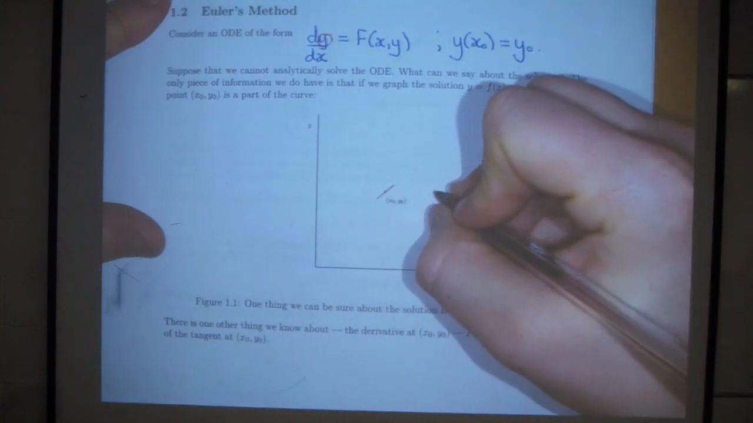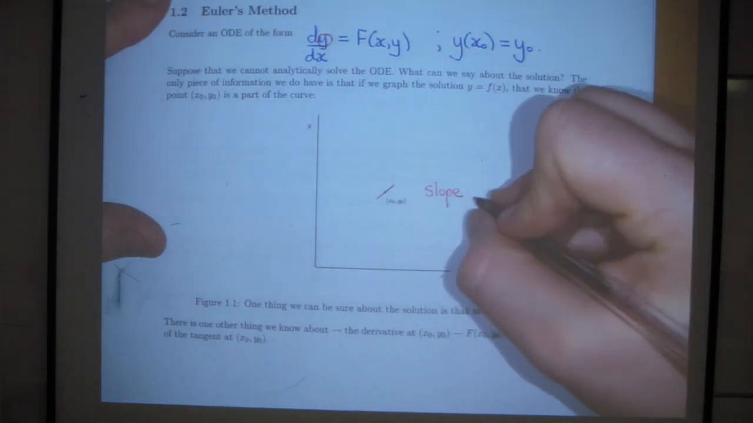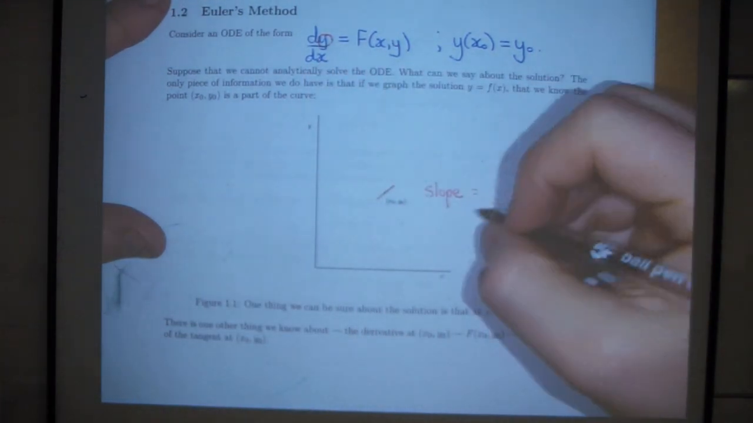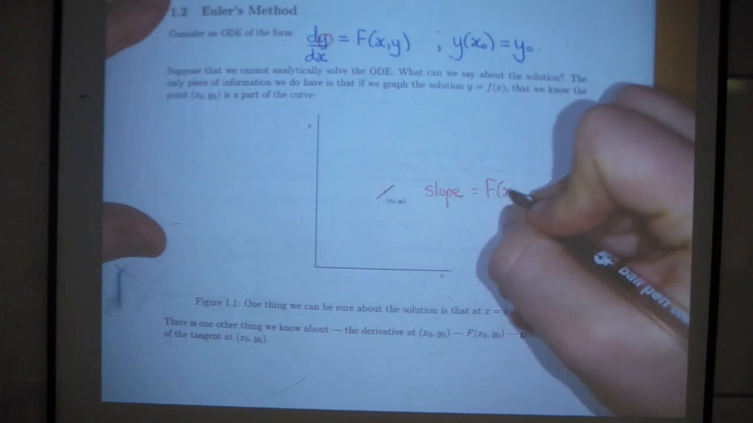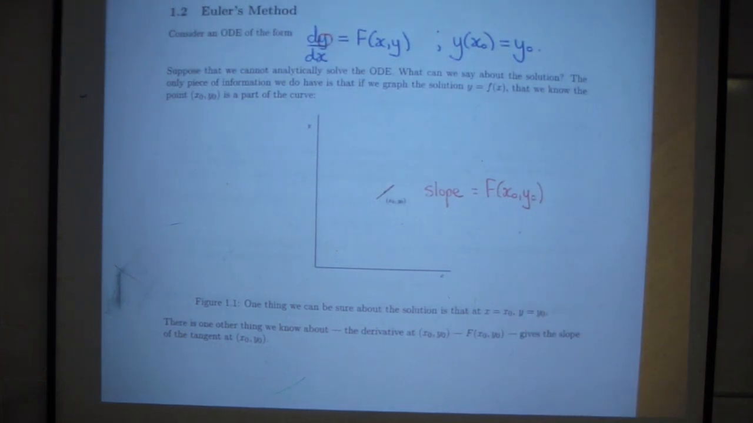So we have that the slope of the solution, or really the slope of the tangent to the exact solution, is equal to the derivative, which is some formula in x and y. Here it'll be x0, y0. Now what that means is we have a point and the slope, so we can find the equation of the tangent to the solution at the initial point.